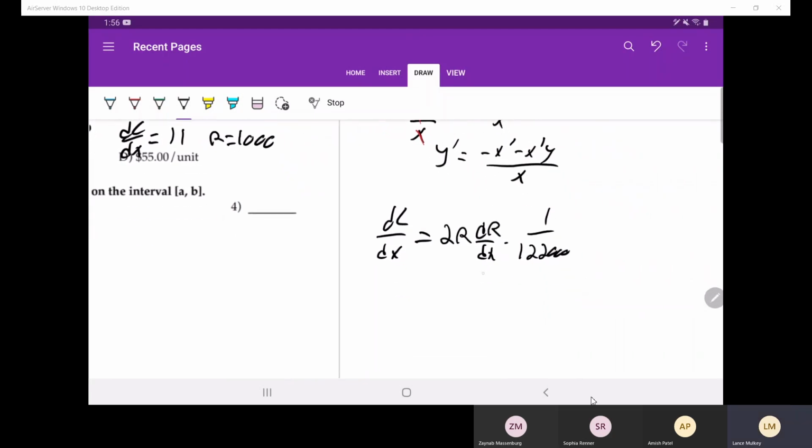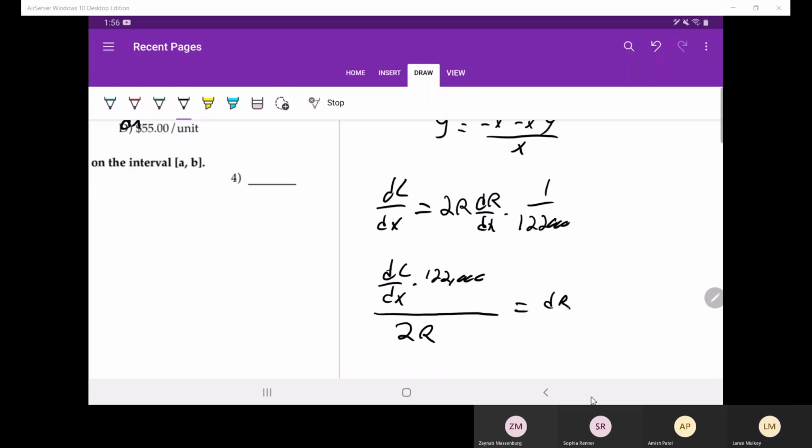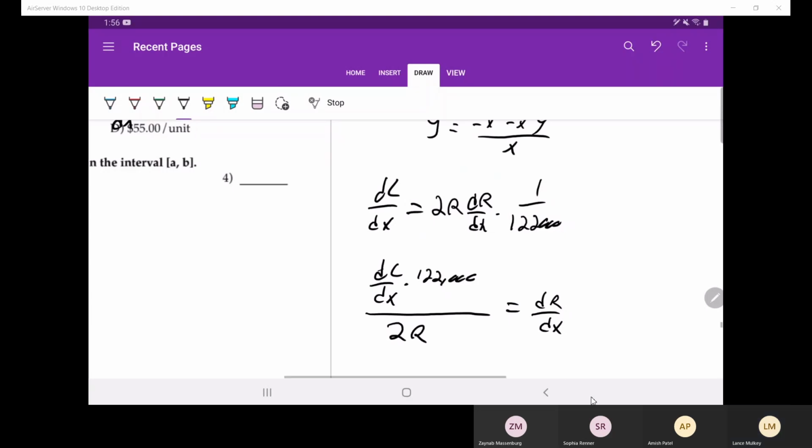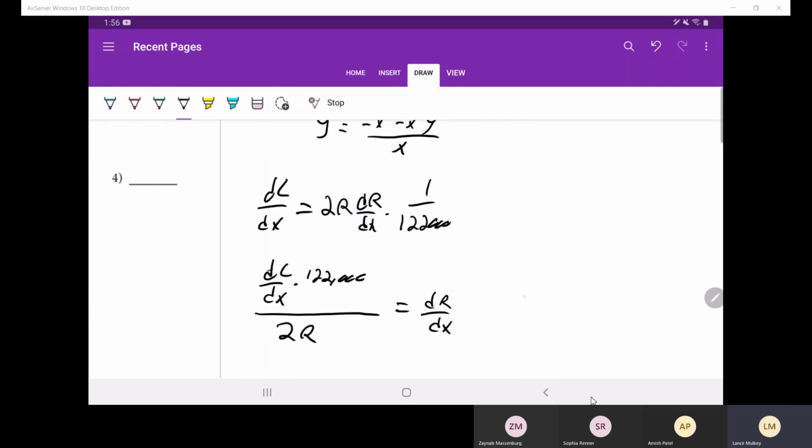So now we're looking for dr dx. So solving for this, I took the derivative. The hard part about this problem is figuring out through all the words what you need. That's what he was trying to push for this one. So divided by 2r, multiplying by 122,000. So now we have 11, because we have DC, times 122,000 over 2 times 1,000.